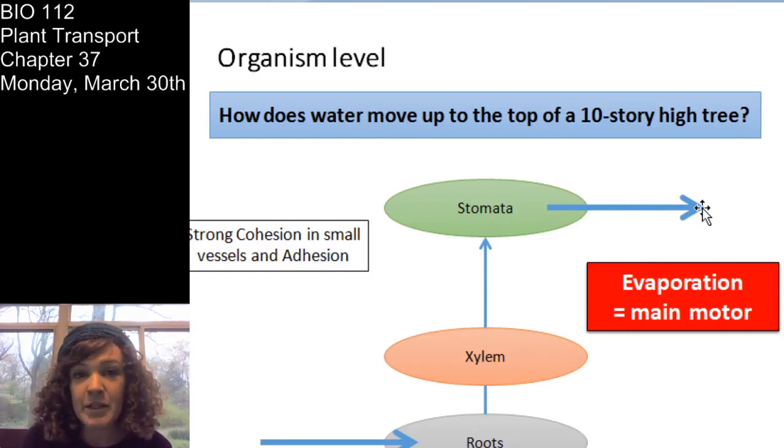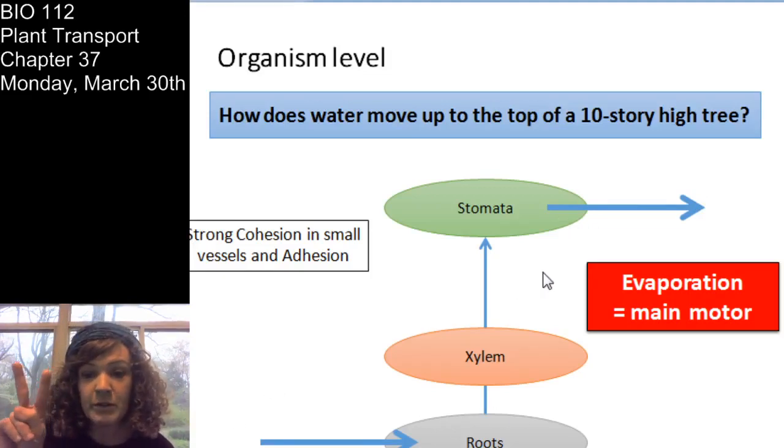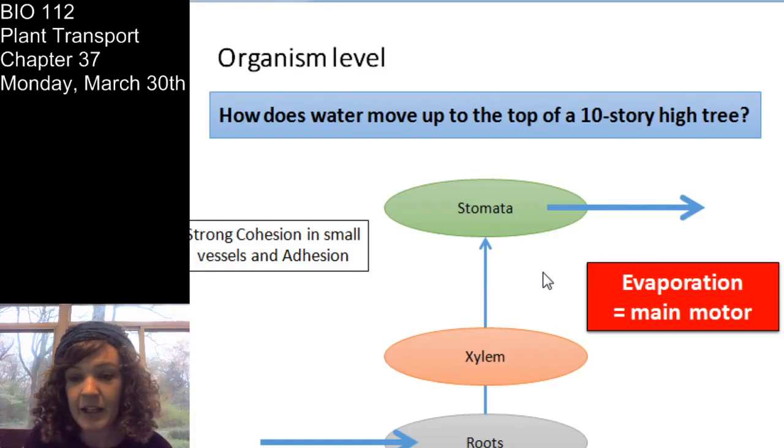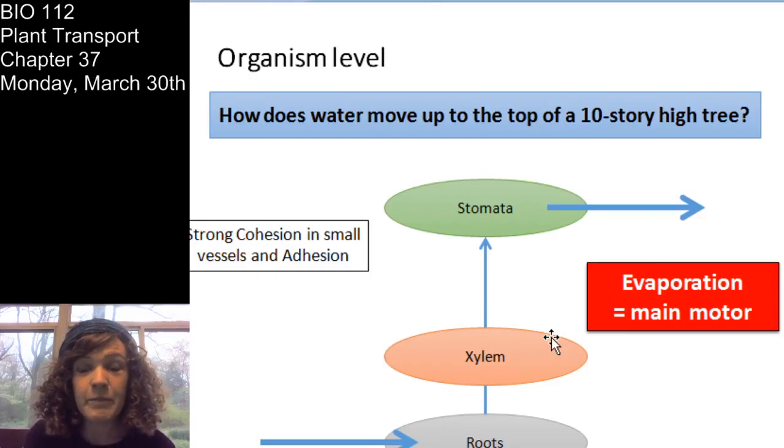is evapotranspiration. And the reason that water can move this high is because of two main forces in these xylem vessels. That is cohesion, the propensity of water to stick to itself. It's cohesive, it sticks to itself. And adhesion, adhesive forces, where water sticks to the sides of the xylem cells.